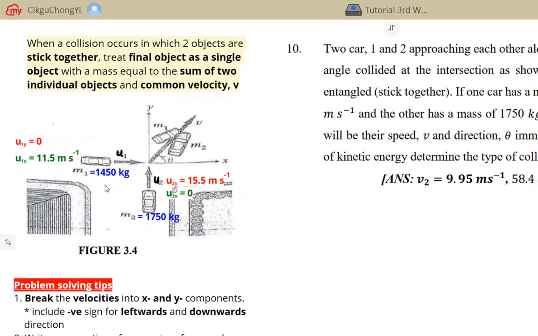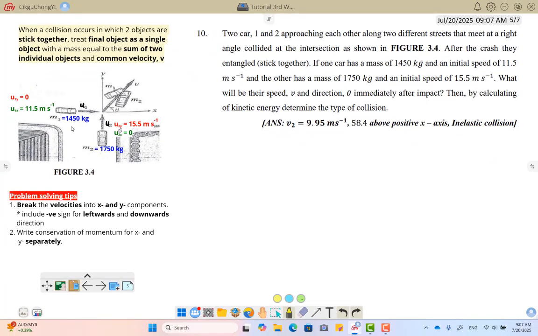One car has a mass of 1,450 kg with an initial speed of 11.5 meters per second, and another car has a mass of 1,750 kg with an initial speed of 15.5 meters per second. What will be their speed v and the direction theta immediately after impact?